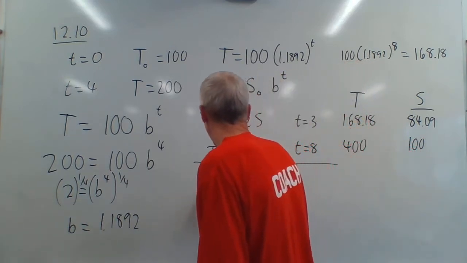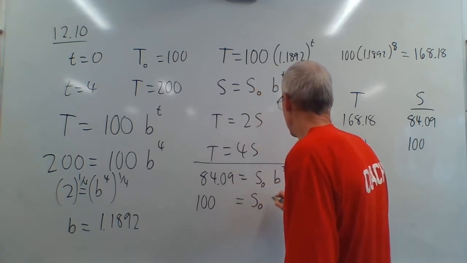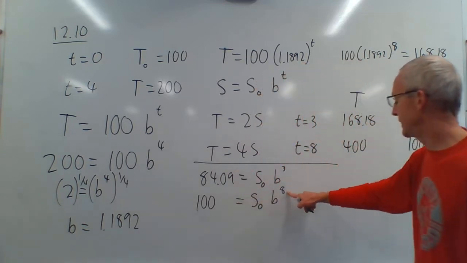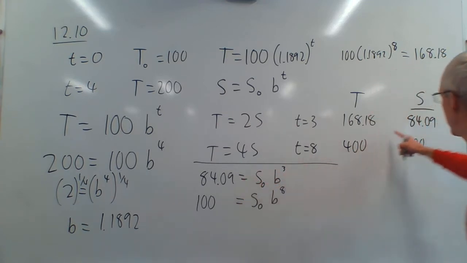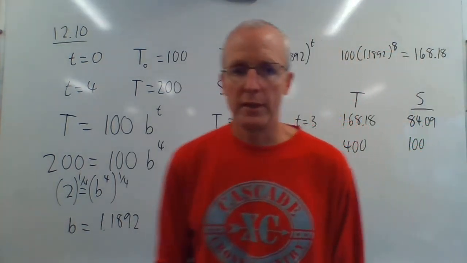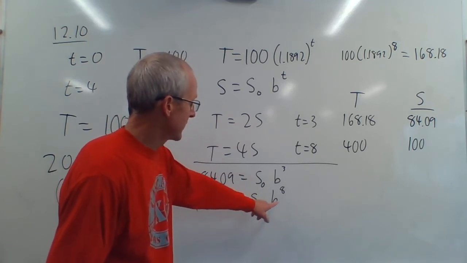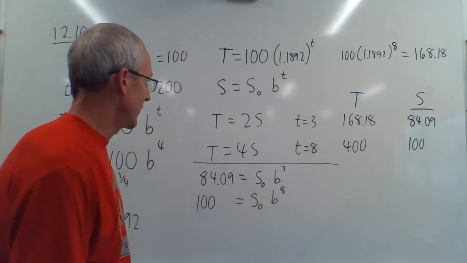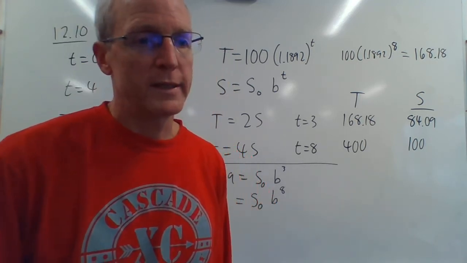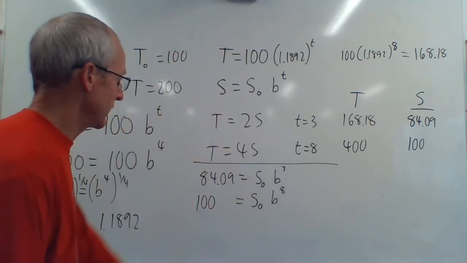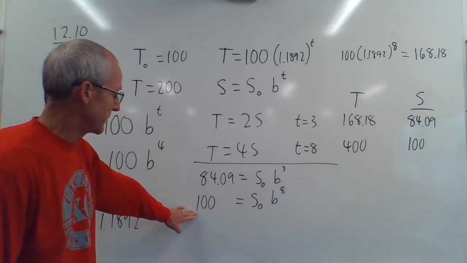Another equation is 100 spiders equals S0 times B to the 8. On day 8 there's 100, and on day 3 there's 84.09, because that's what we figured out over here. Okay, we need to figure out how many there were on day 0 and figure out B. Once we have the model, then we can figure out anything we want, like when will it take the population of spiders to triple. So we've got to figure out our model to then figure out when it's going to triple. Okay, so let's figure this out.